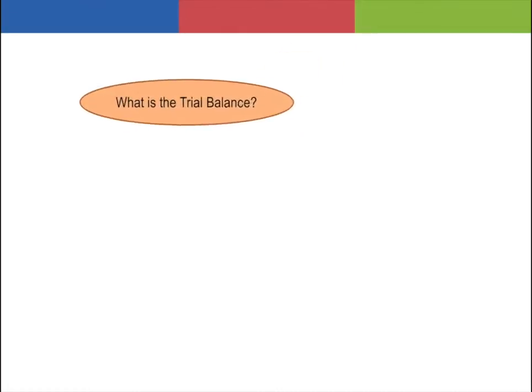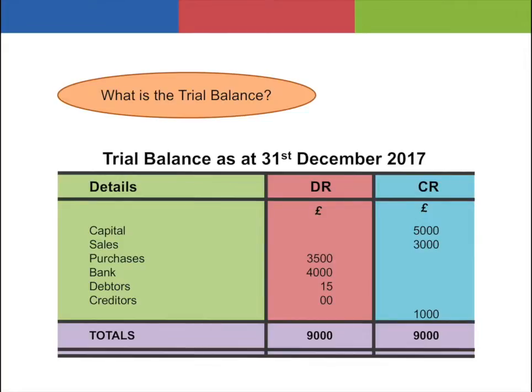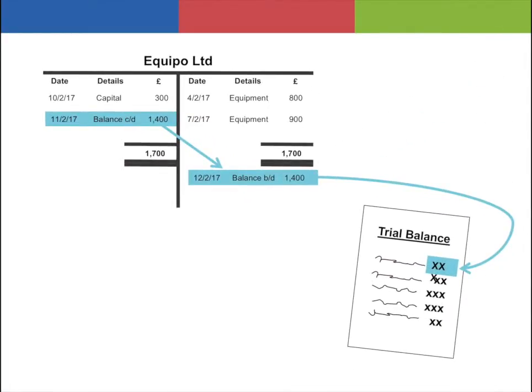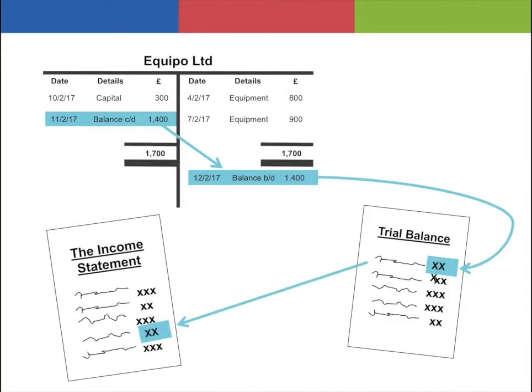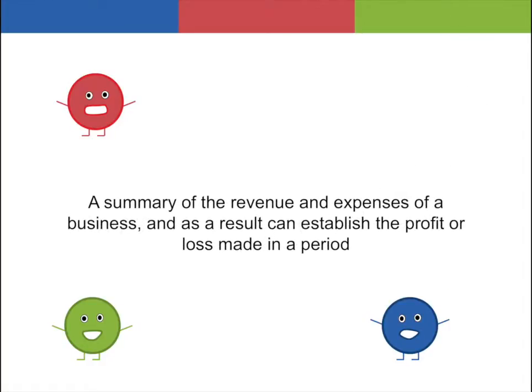In our previous video on what the trial balance is, we saw it is a useful tool in grouping all the revenues and expenditures together. The account balances recorded in the trial balance are used to create the final accounts, which includes the income statement. The income statement, which can also be known as a trading and profit and loss account, shows a summary of the revenue and expenses of a business, and as a result this can establish the level of profit or loss made in a given period.